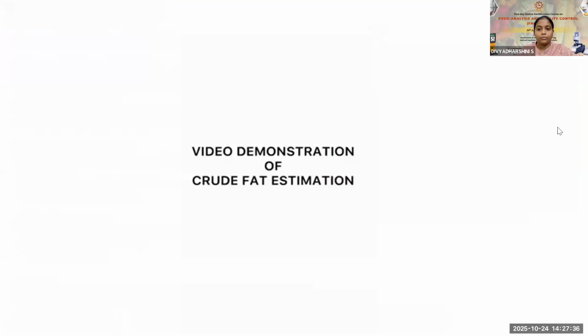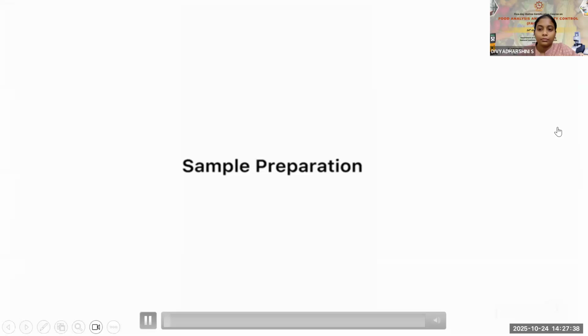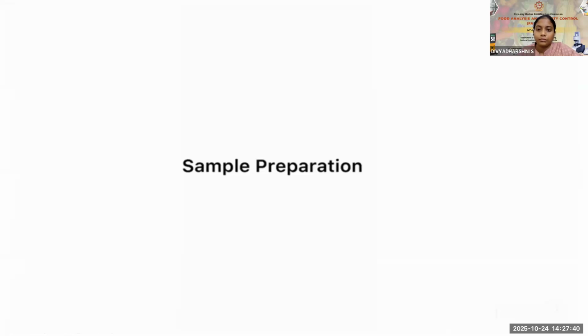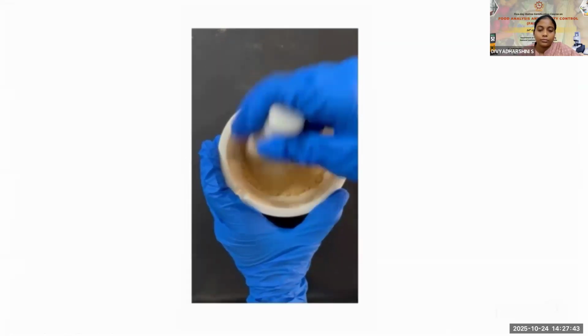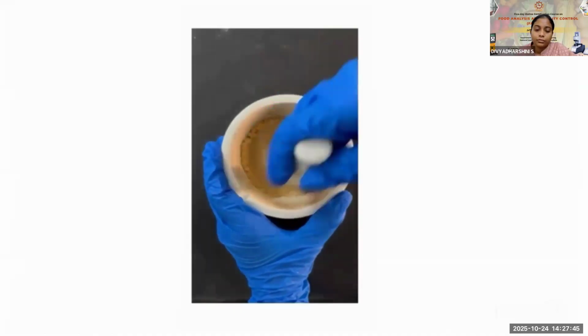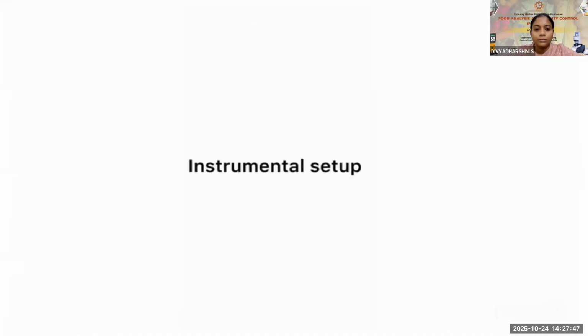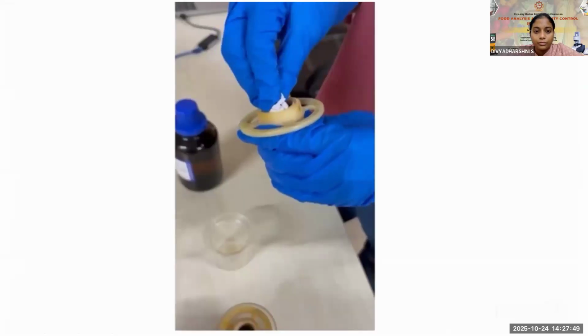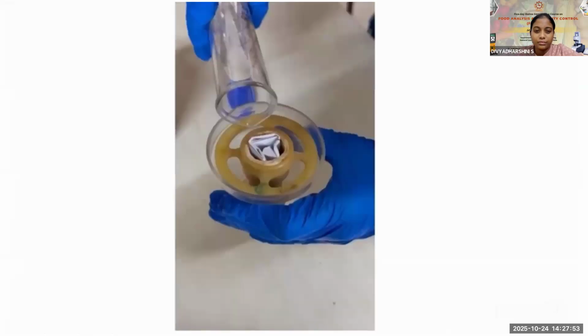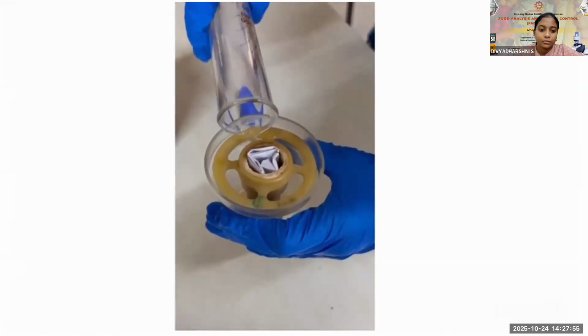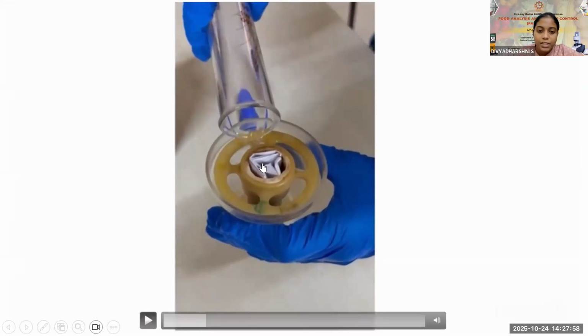This is the video demonstration of crude fat estimation. Starting with sample preparation, we have to finely grind the sample for efficient extraction, then the instrumental setup, folding the sample in filter paper and using the solvent. Here I am using petroleum ether, pouring 90 ml. This is a lab scale thimble, a small thimble where we keep our sample. This is the sample I have kept. We have to fold that using a filter paper.